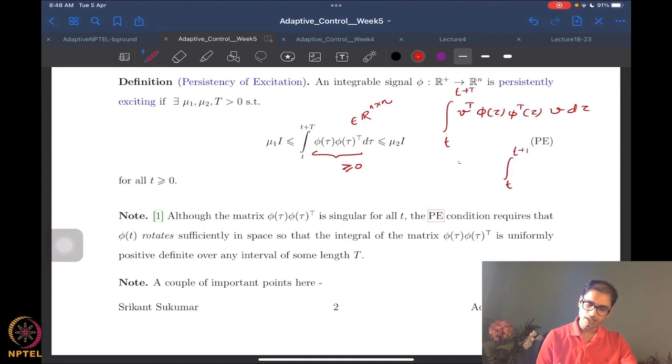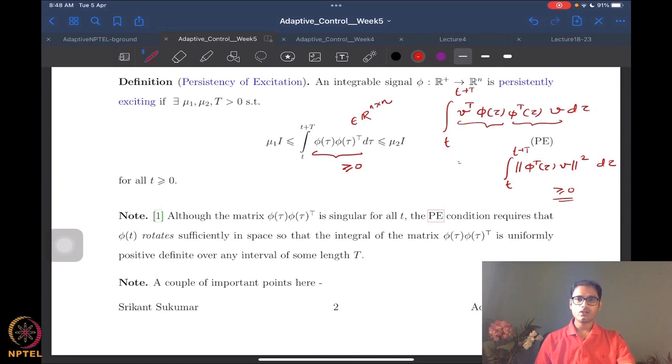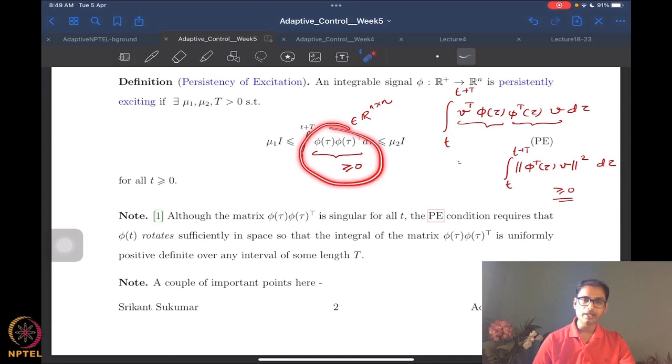This is the integral from t to t plus capital T of phi transpose tau times V, squared, d tau. And this is the norm squared, something like an X transpose X, which is the two norm squared, right? And the norm can never be negative. Therefore, this entire quantity has to be greater than or equal to zero, right? Now, you know that if the quadratic form is non-negative, then the matrix has to be positive semi-definite at least. So that's really the argument. It's like a square, therefore it is positive semi-definite at least.